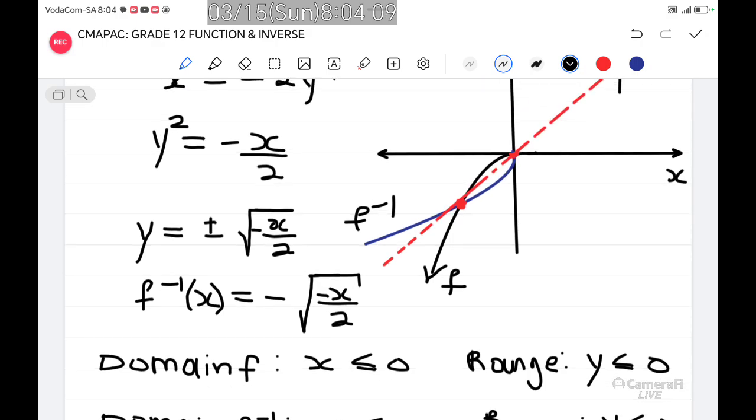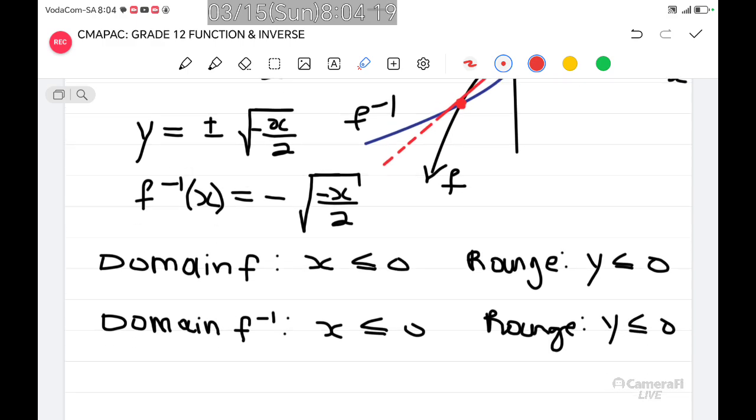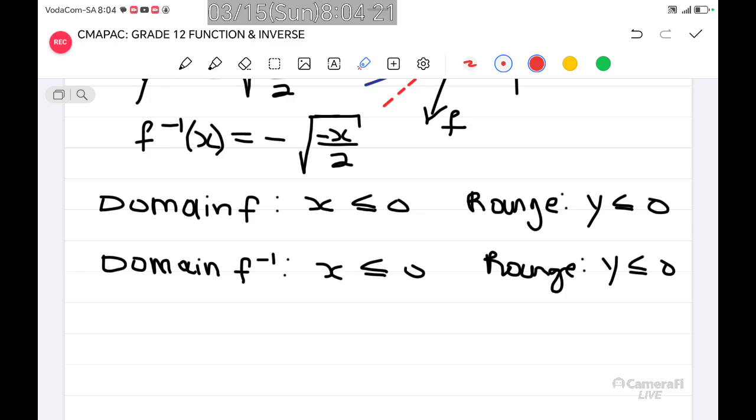In some cases, they will ask you, is this a function? We can see, oh, these are functions because the vertical line test touches at once. So we will talk about that when we get there, whether the graph is a function or not.